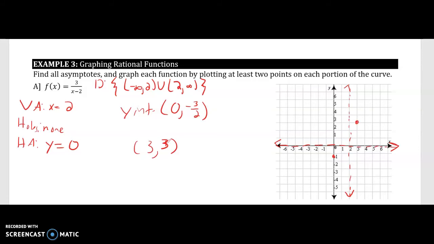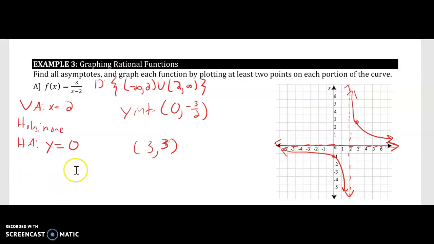Alright. So for the sake of time, I'm just going to know that the graph looks like this. I would use my calculator to verify if I'm not going to plot more points. But it does look like that. It doesn't cross the y-axis, so I can't find any y-intercepts. So there's what my graph looks like.